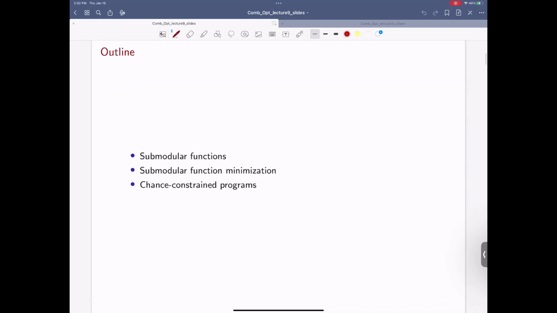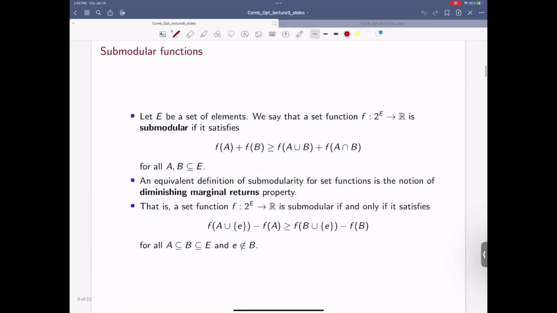I had a recent paper about solving something called chance constraint programs, and we realized that there's a nice connection between chance constraint programming and submodular function minimization. Based on this connection, we got a really nice improvement compared to previous work, and I wanted to discuss that today. Okay, then what are submodular functions?